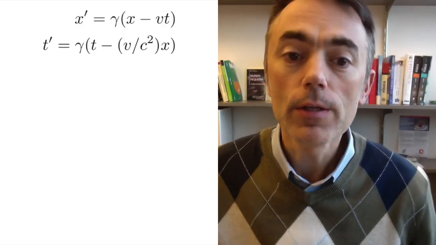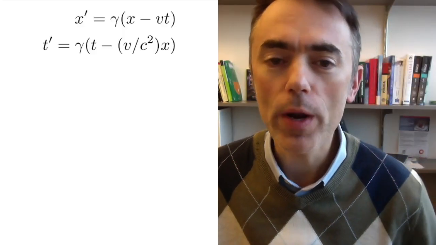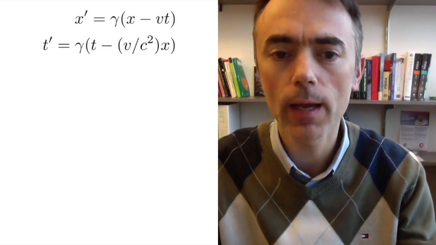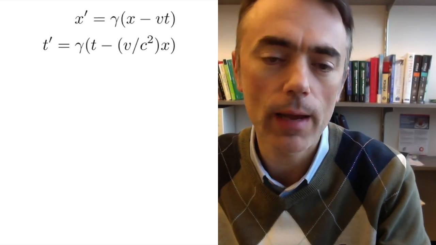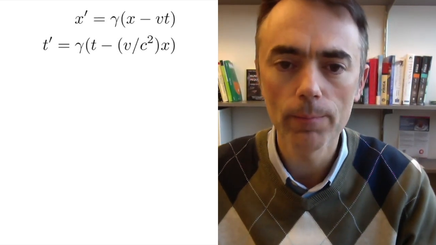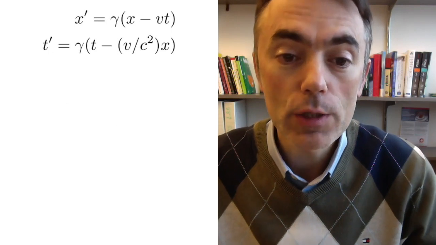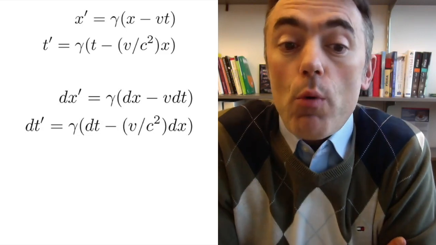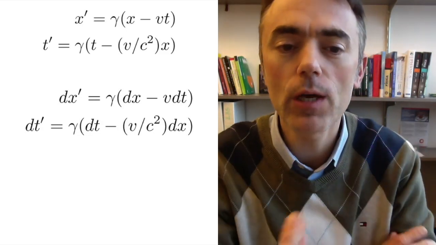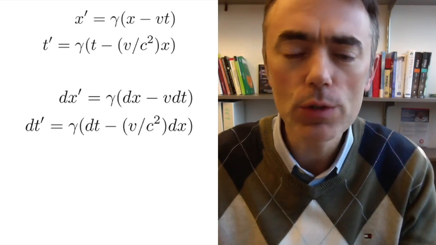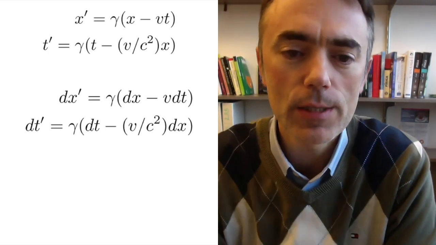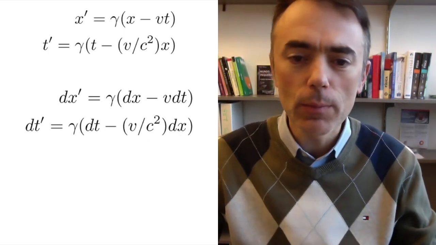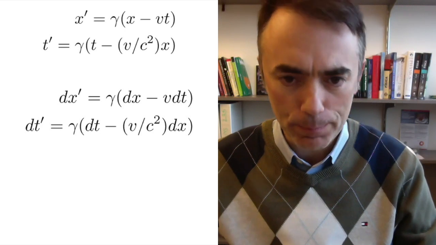So these are Lorentz transformation equations. x and t are the position and time from the station, and x prime and t prime are the position and time from the train. In order to find dx prime over dt prime, what we do is a differential of the position dx prime, and then we calculate the differential of time dt prime, and we use Lorentz equations to calculate that. In this case, dx prime is gamma (dx minus v dt), and dt prime is gamma (dt minus v over c squared dx).